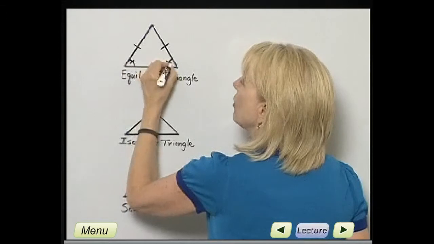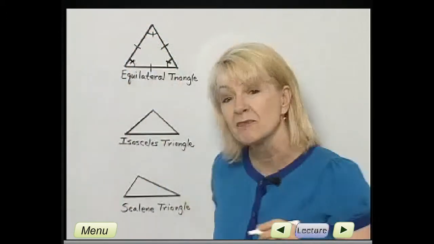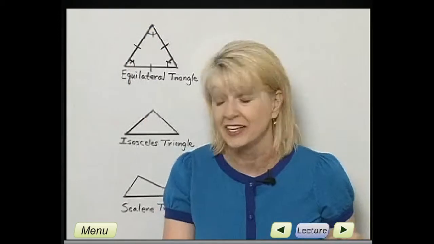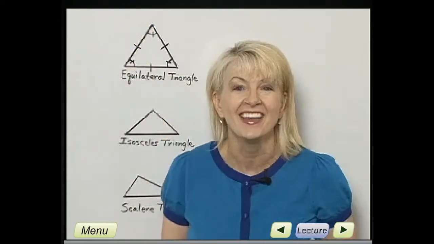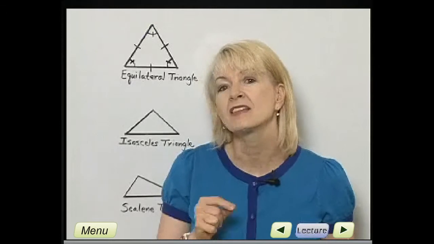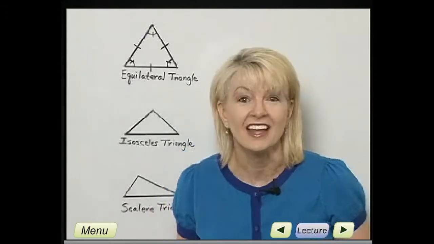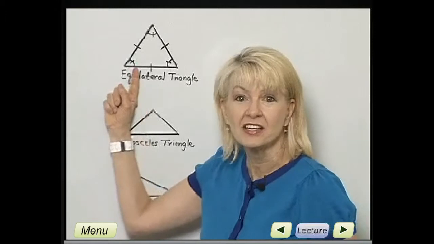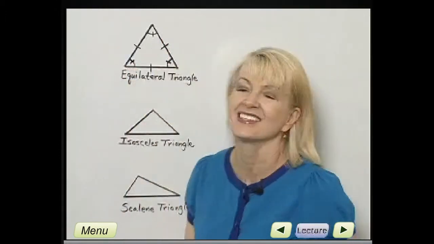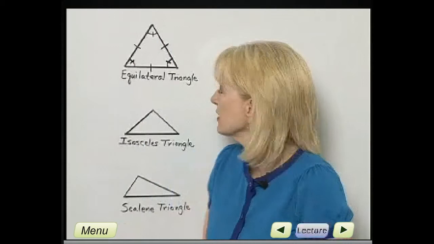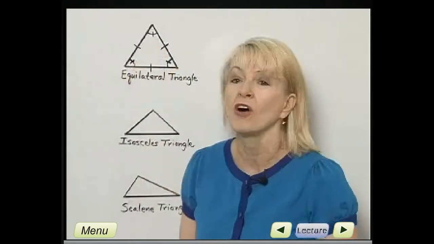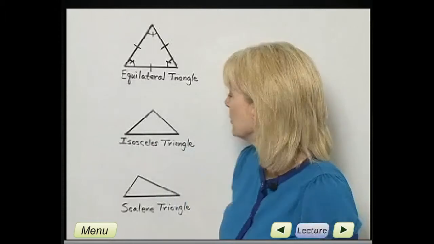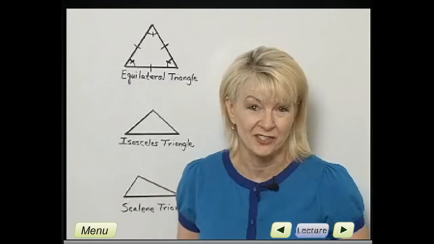By the way, if all angles have the same measure and the sum of the measures of the angles is 180 degrees, because this is in fact a triangle, what must the measure of each angle be in an equilateral triangle? Each angle must measure 60 degrees because 60 plus 60 plus 60 is 180. So just a little fact, not only are the angles all the same measure, but they're all 60 degrees in an equilateral triangle.